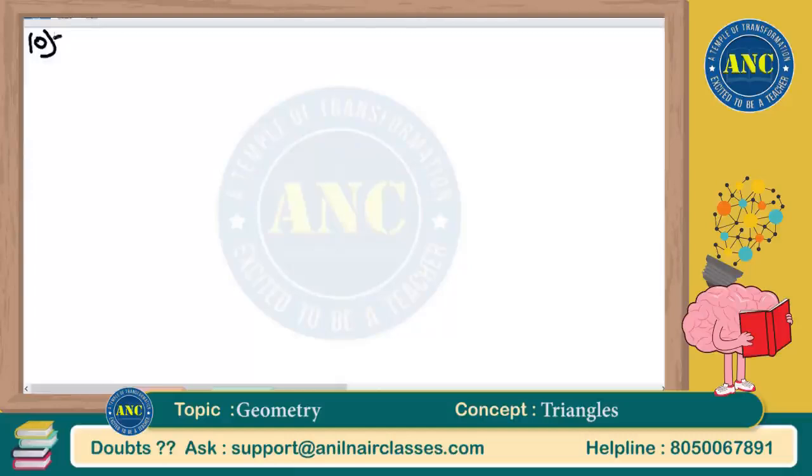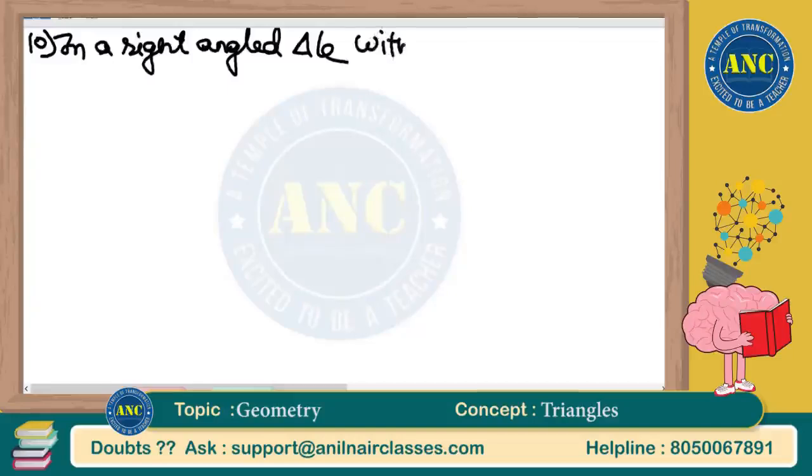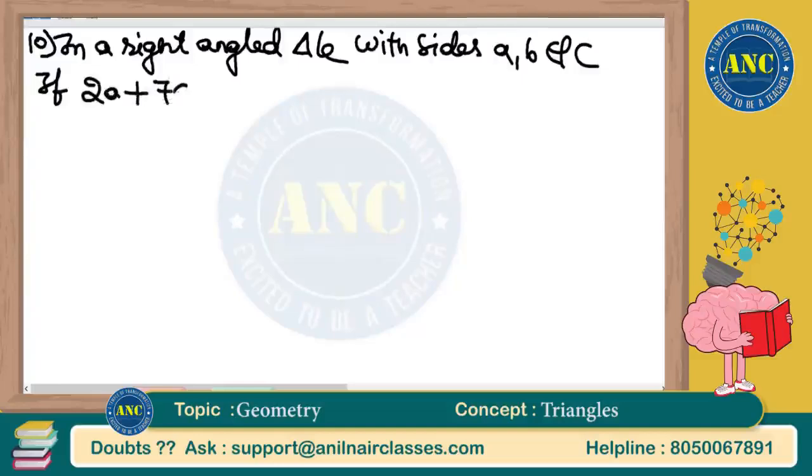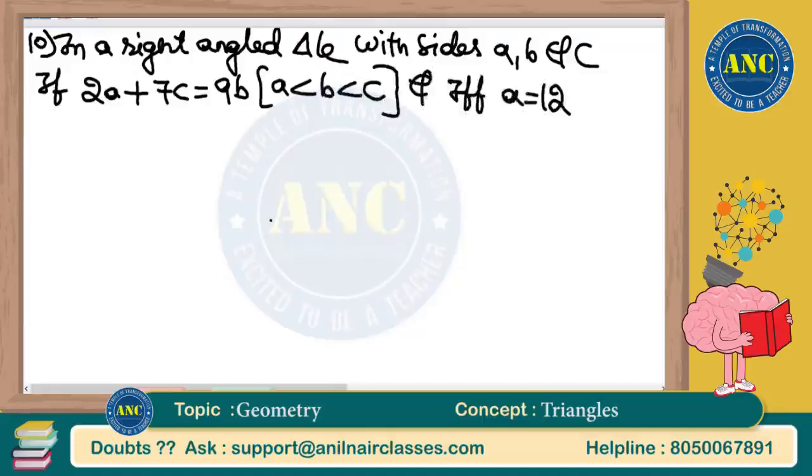10th one. In a right-angled triangle with the sides A, B and C, if 2A plus 7C is equivalent to 9B, A less than B less than C, and if A is equivalent to 12, C is how much?